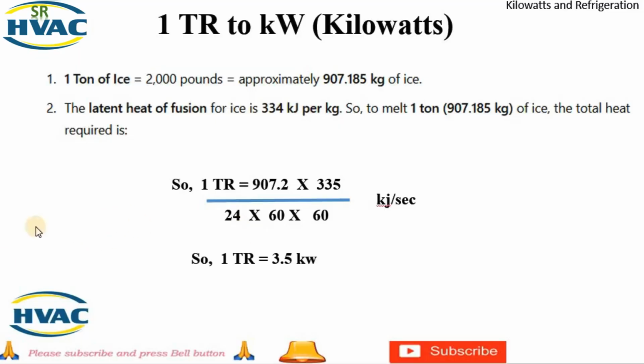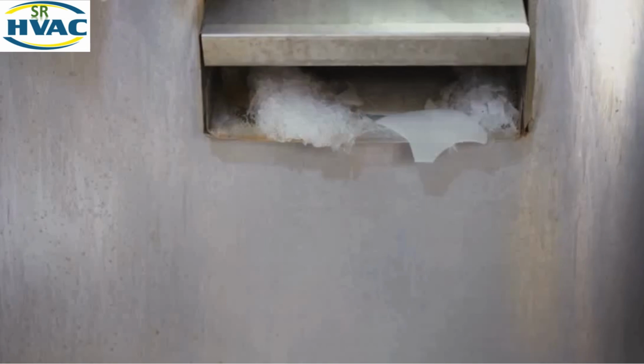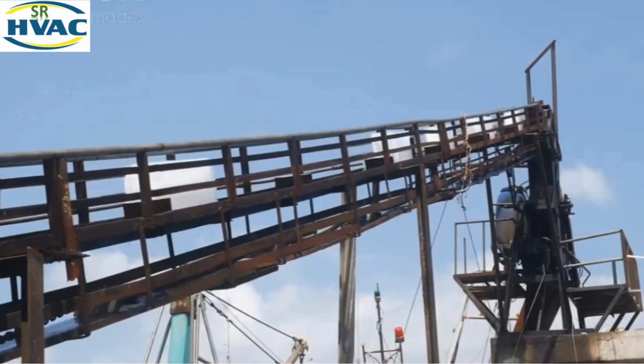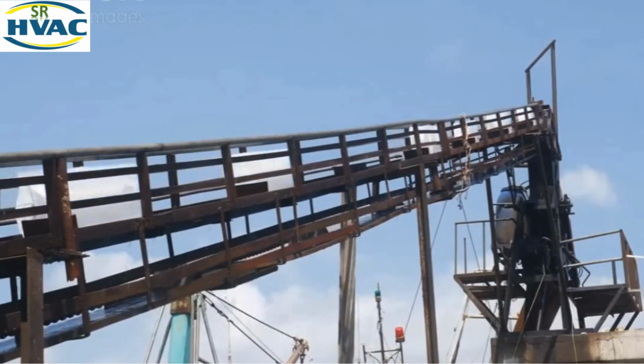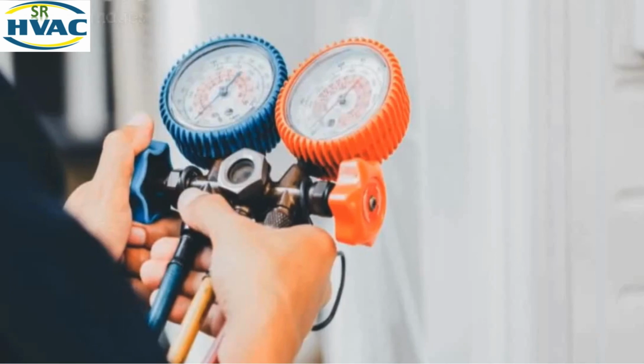Here's the math for converting 1 ton of refrigeration to BTU per hour. The amount of cooling or heat transfer required to produce 1 ton of ice, which is 2,000 pounds, from and at 32 degrees Fahrenheit in a day. So 1 ton of refrigeration equals the mass of ice production per day multiplied by the latent heat of ice. This is 2,000 pounds per day multiplied by 144 BTU per pound. When you multiply 2,000 by 144 and divide by 24, you will get 12,000 BTU per hour.